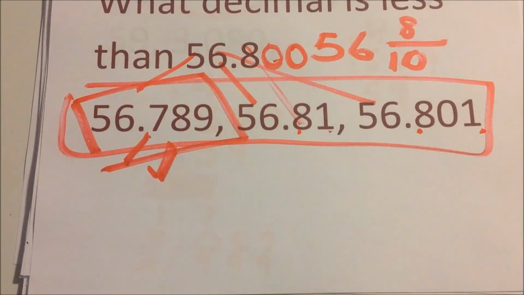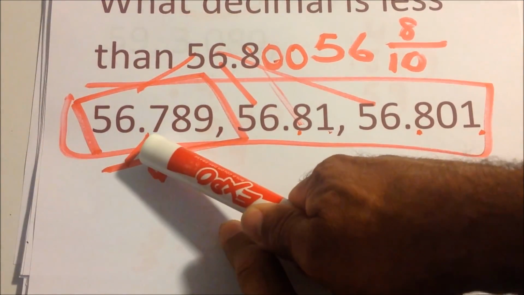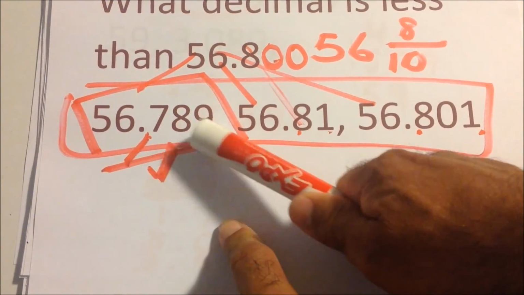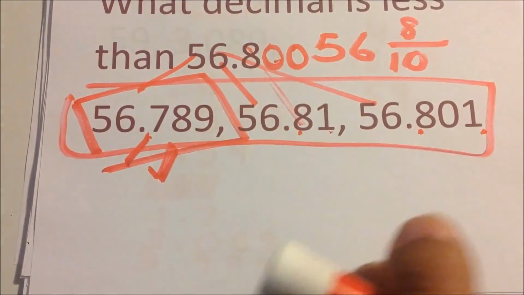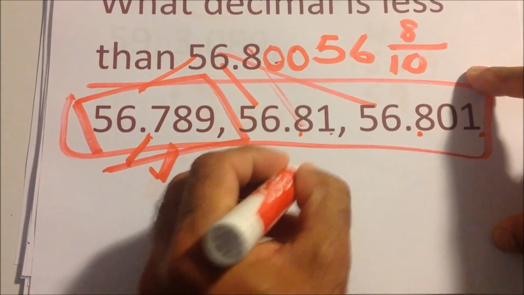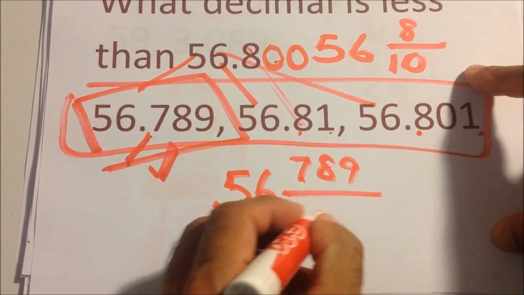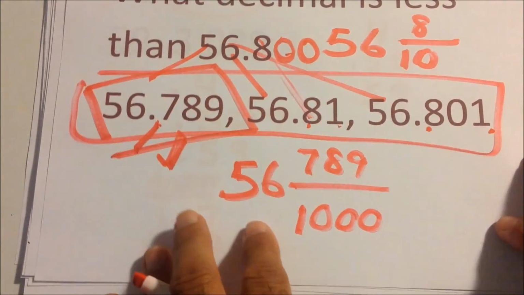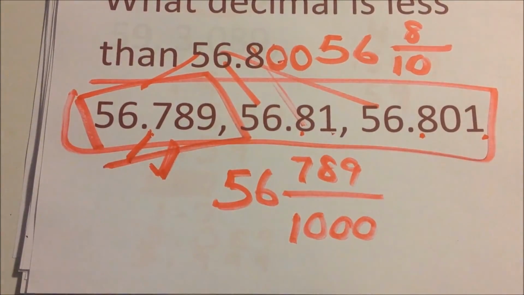Which is 56 and, remember the decimal means and, 789 thousandths. We can write it like this, just for practice. All right, great job.